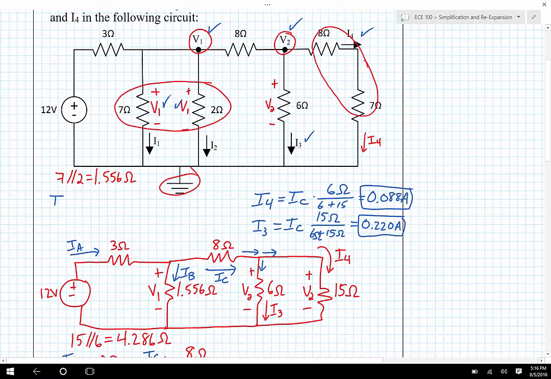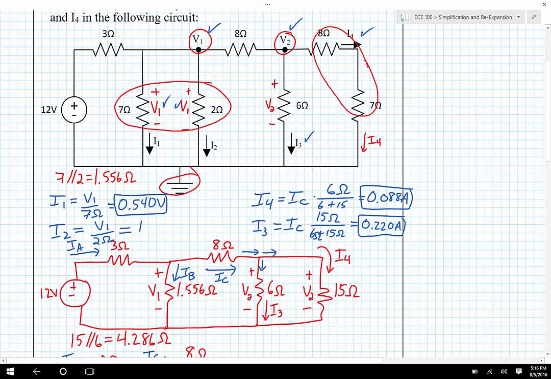So I'm going to squeeze this right in here. I1 is going to be V1 divided by 7 ohms. And that's going to be 0.540 amps. And I2, I am literally out of room, is V1 divided by 2 ohms, and that works out to be 1.891 amps. And so now we've found I1 and I2. We've solved the entire problem.